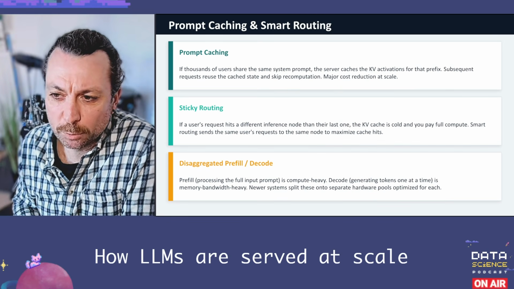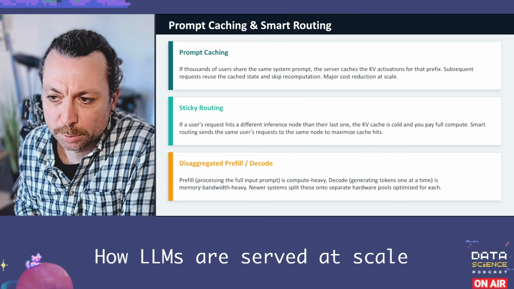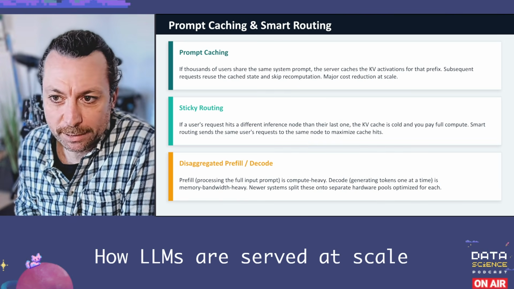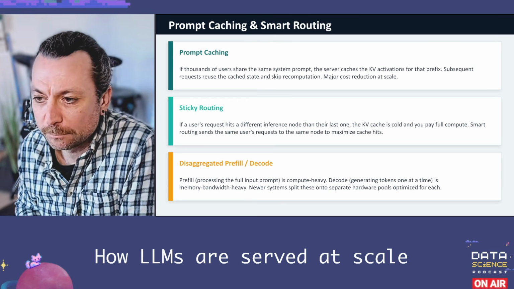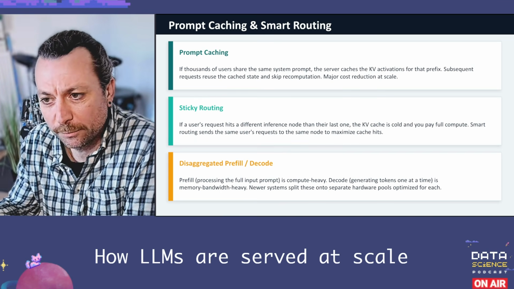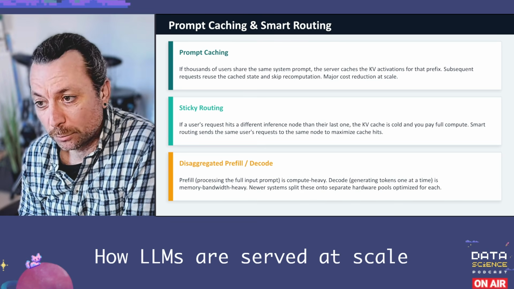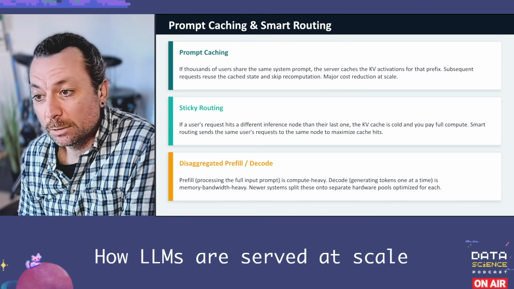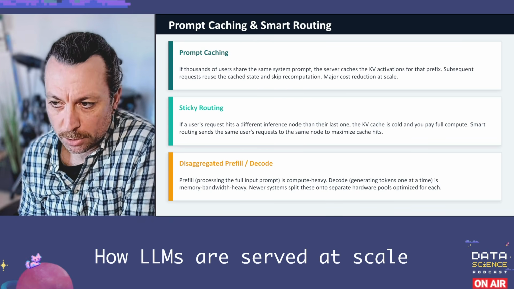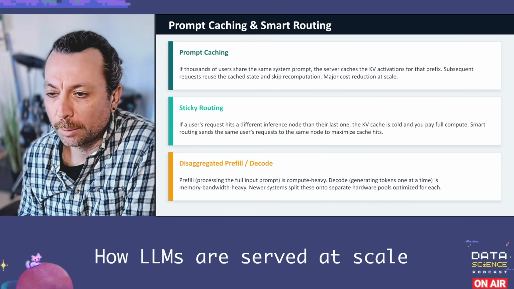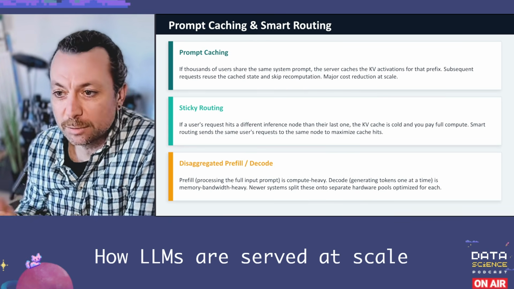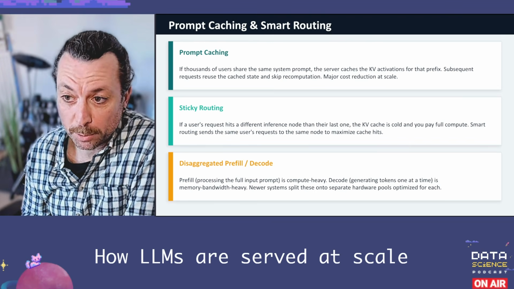Prefill means processing the full input prompt, which is also very computationally intensive. And then there is the decode phase. These are the two tasks that a large language model system has to do. The decode basically is the token generation, one token at a time, which is also very intensive, but from the perspective of the memory bandwidth.